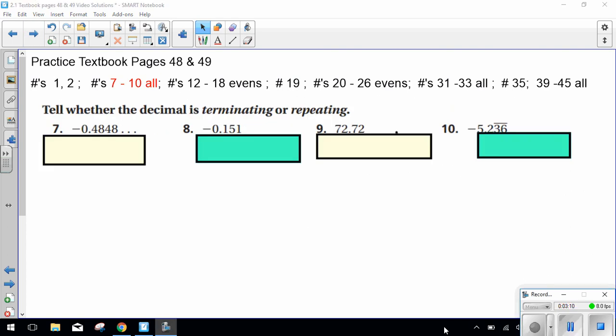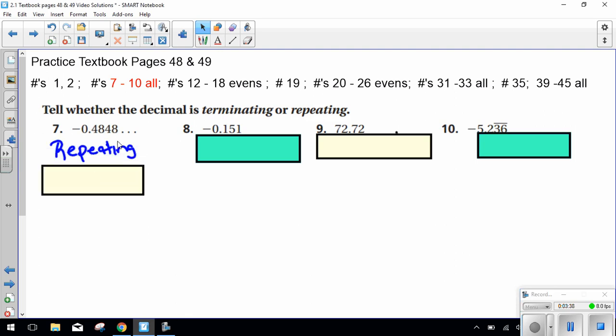Okay, for this section, we are asked to tell whether the decimal is a terminating decimal or a repeating decimal. So we're going to do 7 through 10 together. So taking a look at number 7, we have 0.4848... That means that this keeps going in a pattern. So since we keep going, this number repeats. It will go on forever. 484848 forever. Okay.